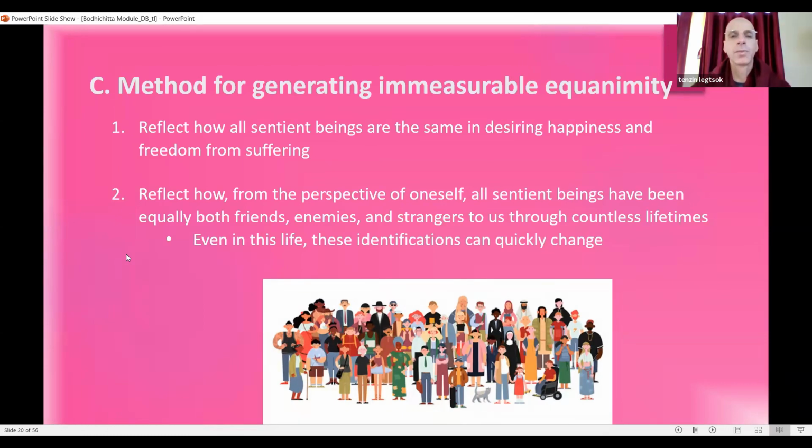And then the next reasoning to generate equanimity is reflecting how, from the perspective of oneself, all sentient beings have been equally friends, enemies, and strangers through countless lifetimes.